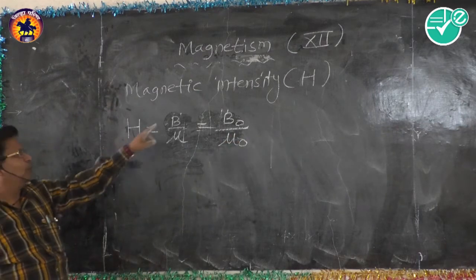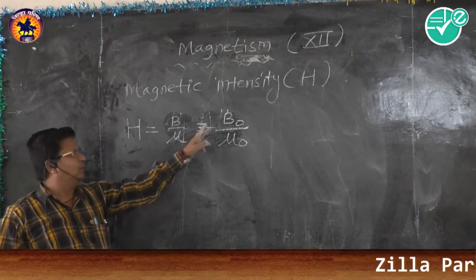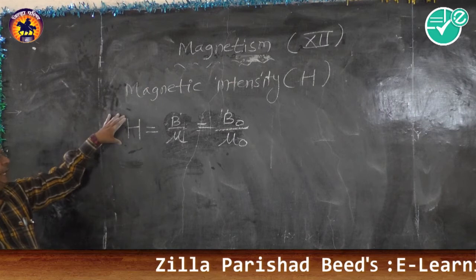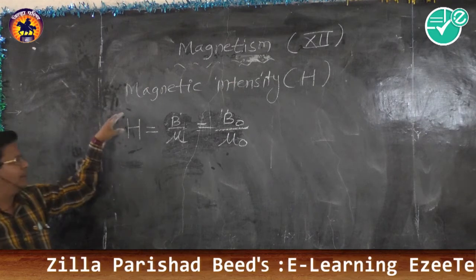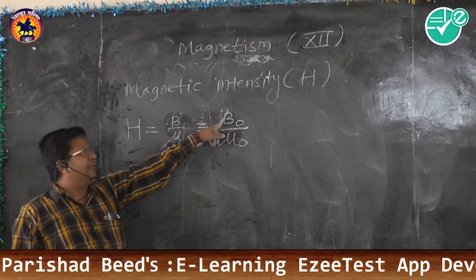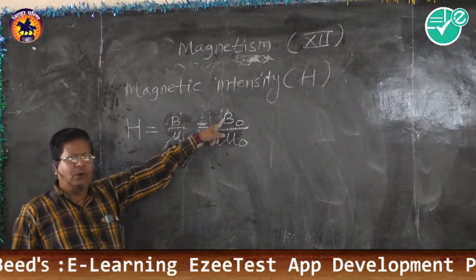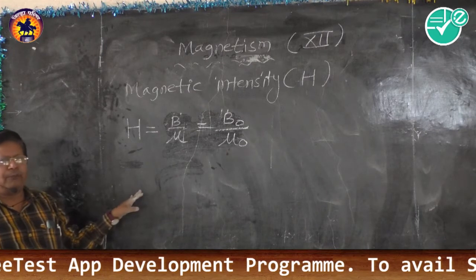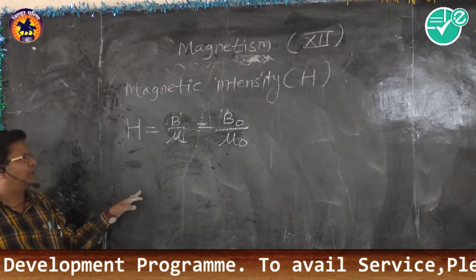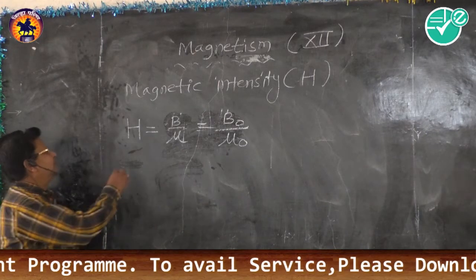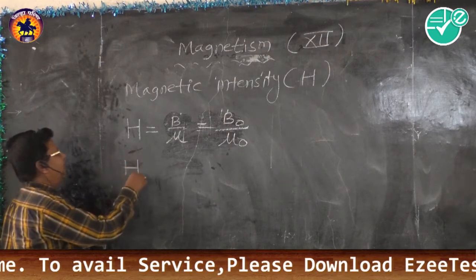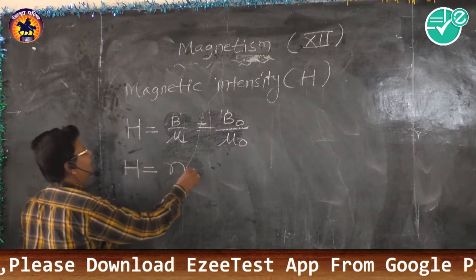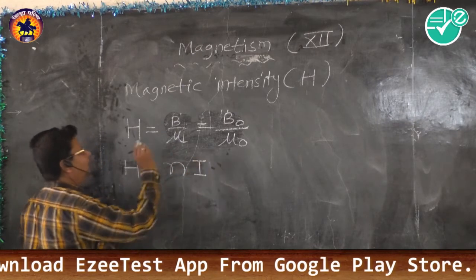So H is equal to B by mu, which is equal to B0 upon mu 0, and from this we define H as the ratio of magnetizing field B0 to the permeability of free space or vacuum. Again, this magnetic intensity H is nothing but which is equal to N into I.